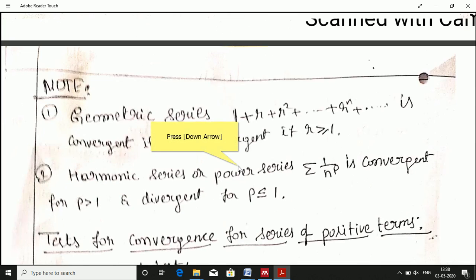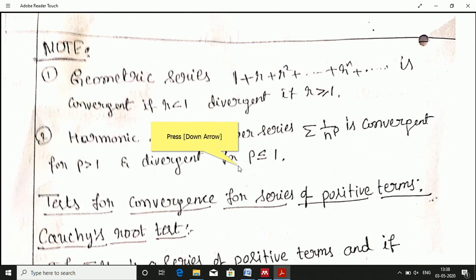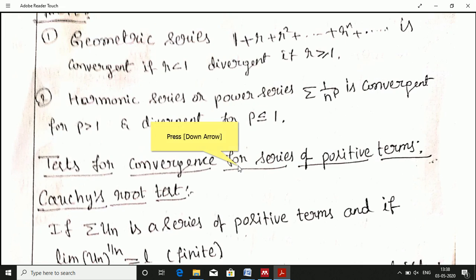Before telling what is the Cauchy's root test, we need to remember this. The geometric series 1 plus r plus r square plus dot dot dot plus r power n plus dot dot dot is convergent if r is less than 1 and divergent if r is greater than or equal to 1. Also, the harmonic series or p-series, sigma 1 divided by n to the power of p, is convergent if p is greater than 1 and divergent for p less than or equal to 1.